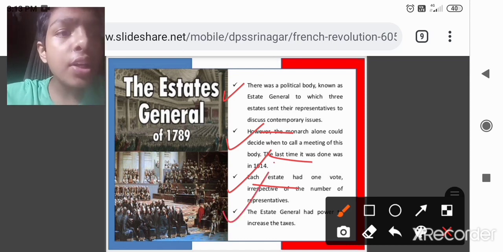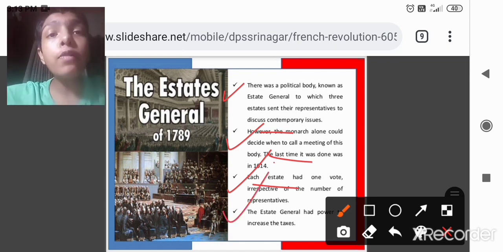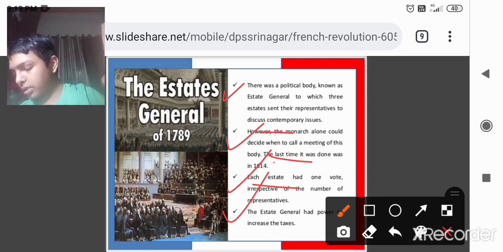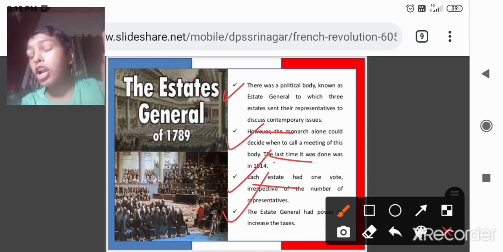The Estates General had power to increase the taxes. Now what were the taxes of that time? The first was the livre, second, the tithe, and the third is the taille. These were the taxes. Now let me tell you each one of them.